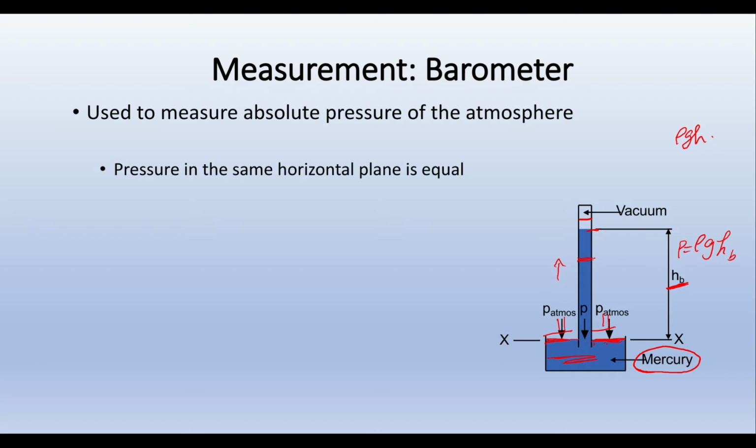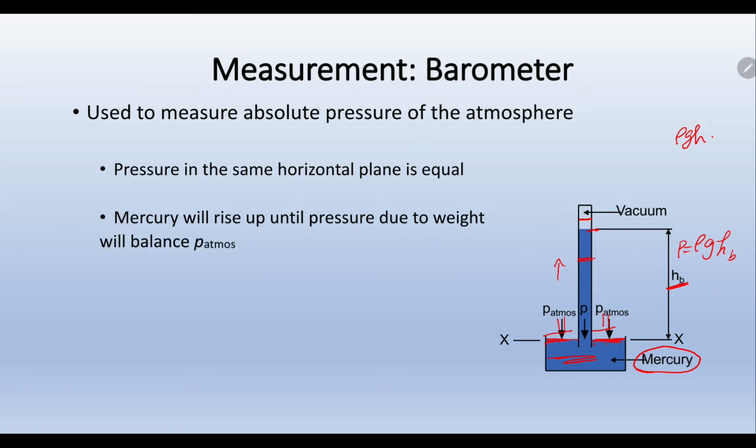So again, it is used to measure the absolute pressure of the atmosphere. I've just explained it to you guys. Mercury will rise up until the pressure due to it, at this particular point, is equal to the atmospheric pressure. That's why it is staying.